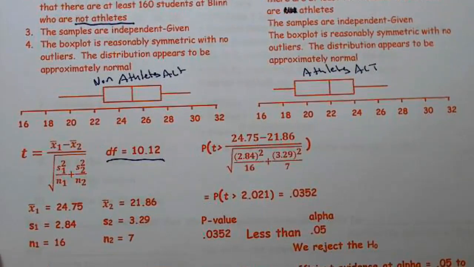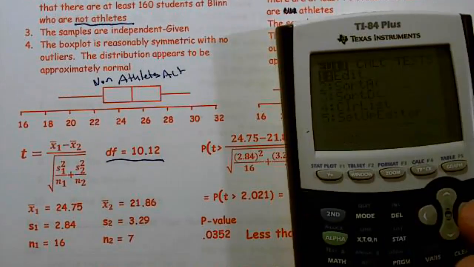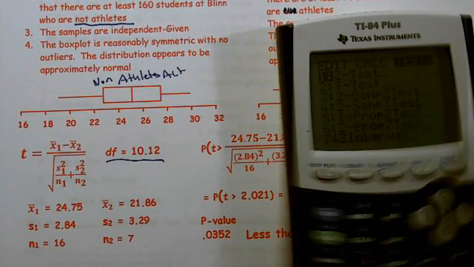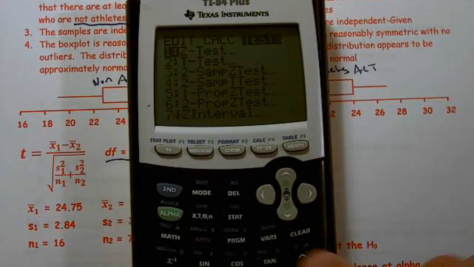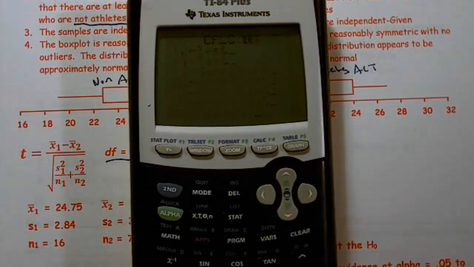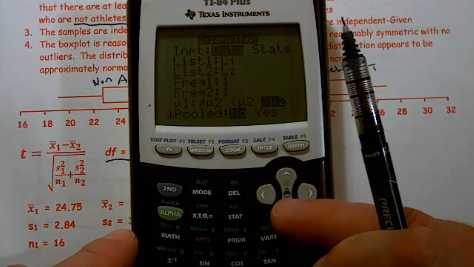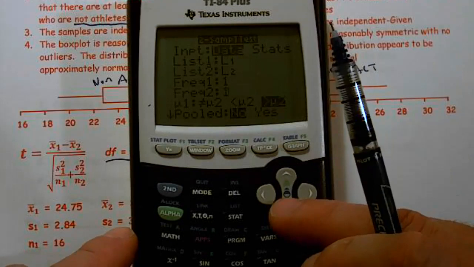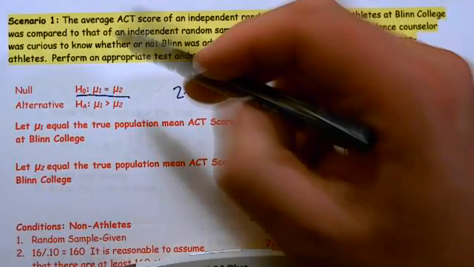Okay. So I'm going to go stat, test, and I'm going to drop down to looks like number 4, which is 2 sample t-test. And I have data. And my data is in L1 and L2. Our frequency is 1 for both of them. And my inequality that I had for my alternative hypothesis was a greater than. So I'm going to use a greater than.